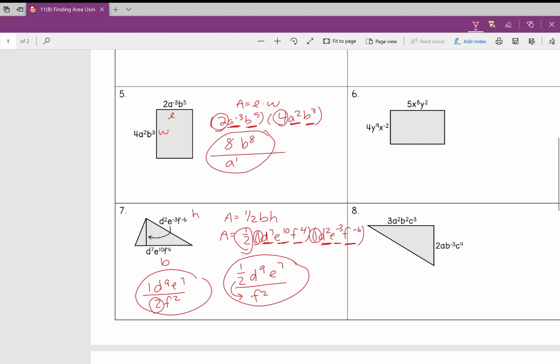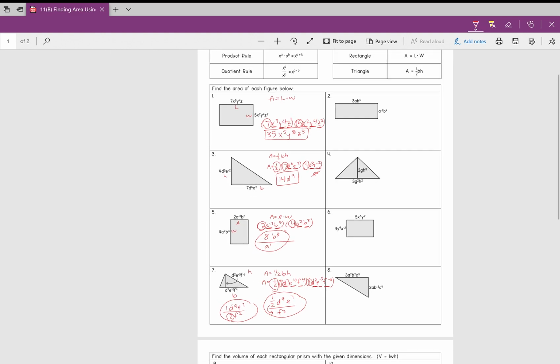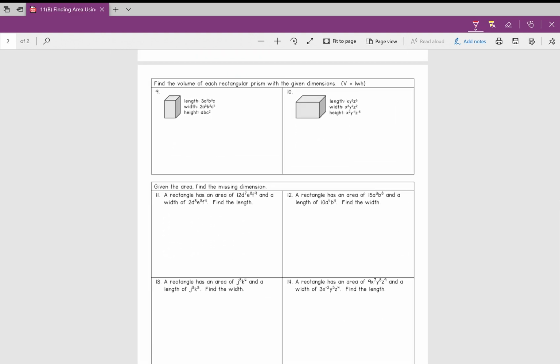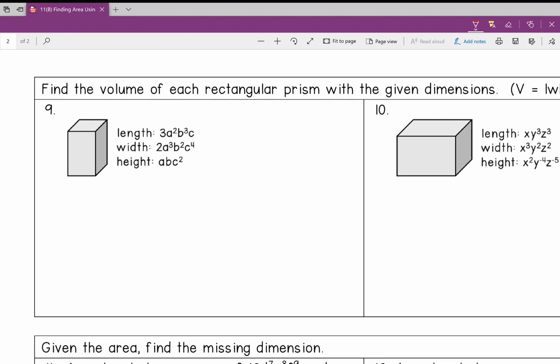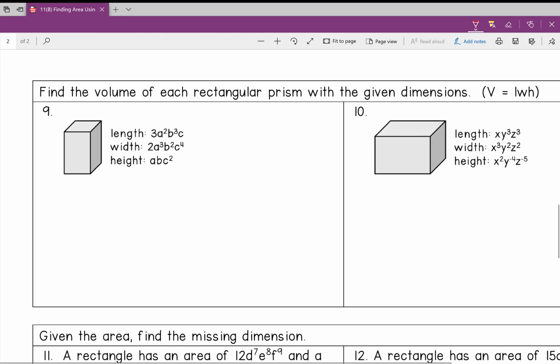Now let's look at the odds over here. So we got 3 more to go through, and then you're going to do it on your own. Now it says find the volume of each rectangular prism with the given dimensions. And it gives you the formula for volume. So volume equals length times width times height. So that means we're just multiplying length times width times height.